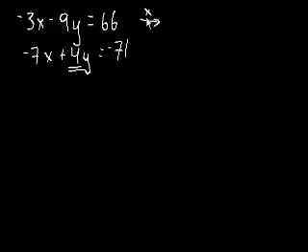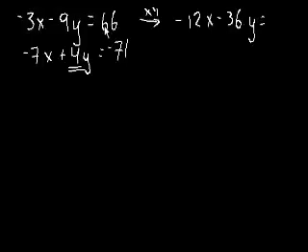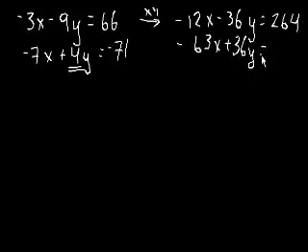I'll do it right here. Let's multiply it by 4. We'll get minus 12x minus 36y is equal to 4 times 66, 240 plus 24 is 264. Right? I hope that's right. And we multiply the second equation by 9. So it's minus 63x plus 36y is equal to, let's see, that's 639. Those are big numbers, 639.